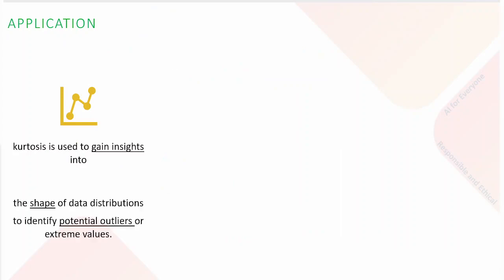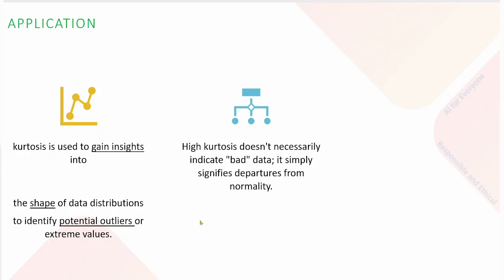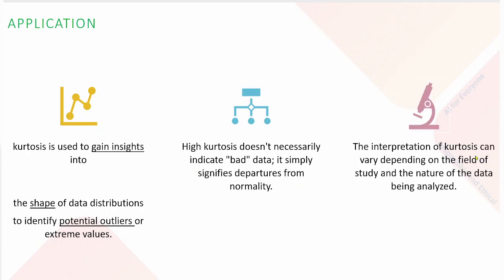So the applications of kurtosis: it is used to get insights into the shape of data and the distribution of data, and to identify potential outliers or extreme values. High kurtosis does not necessarily mean bad data. It simply signifies some presence of extreme values. Interpretation of kurtosis can really vary depending on the context and the problem statement.